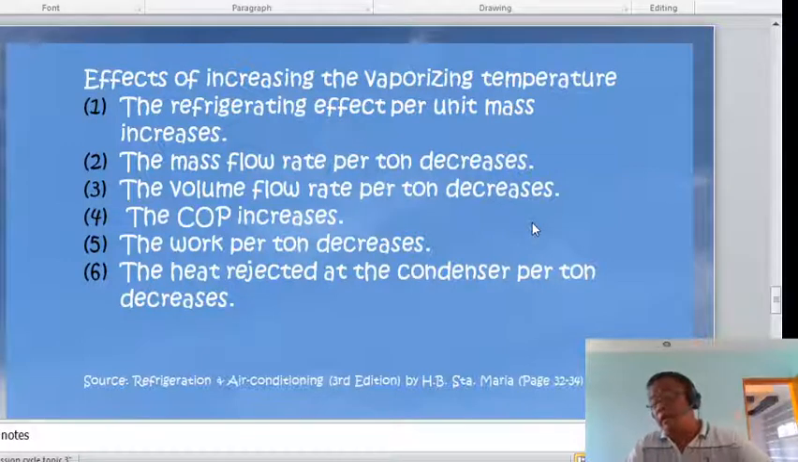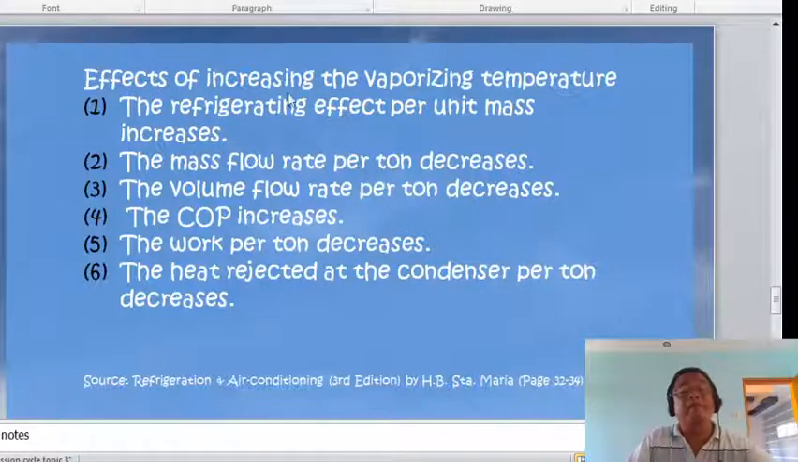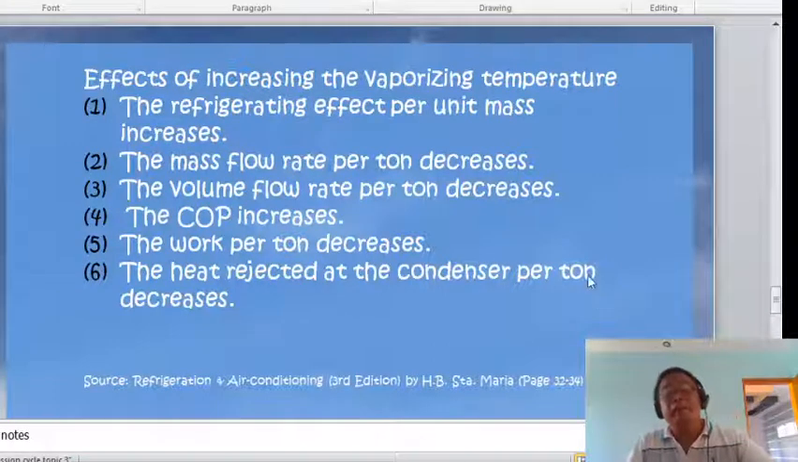So, here are now, class, the findings. Effect of increasing the vaporizing temperature. 1. The refrigerating effect per unit mass increases. Take note, class, once you increase the evaporating temperature, the refrigerating effect will increase. Another is the mass flow rate per ton decreases. The volume flow rate per ton decreases. COP increases. The work per ton decreases. The heat rejected at the condenser per ton decreases. Okay, class? So, I think it is now clear to everybody.